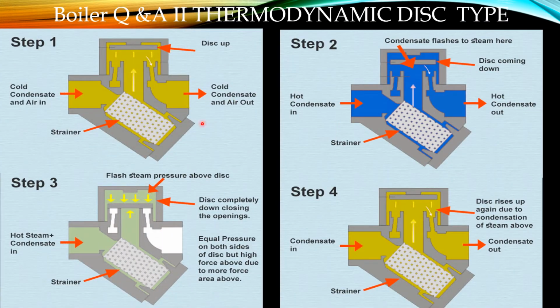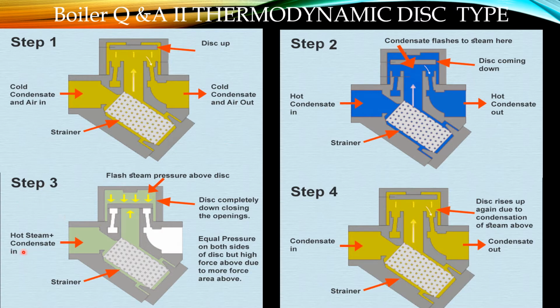Now we can see the schematic diagram of the thermodynamic disk trap, how it works. This is step 1, cold condensate and air in. This is going through the strainer, going to the top. This is the disk and this is the outlet. Condensate after the initial startup coming in, going through the strainer. The disk is lifted up and condensate flashes the steam here and condensate is out. The disk comes down now due to the pressure of the steam above the disk.